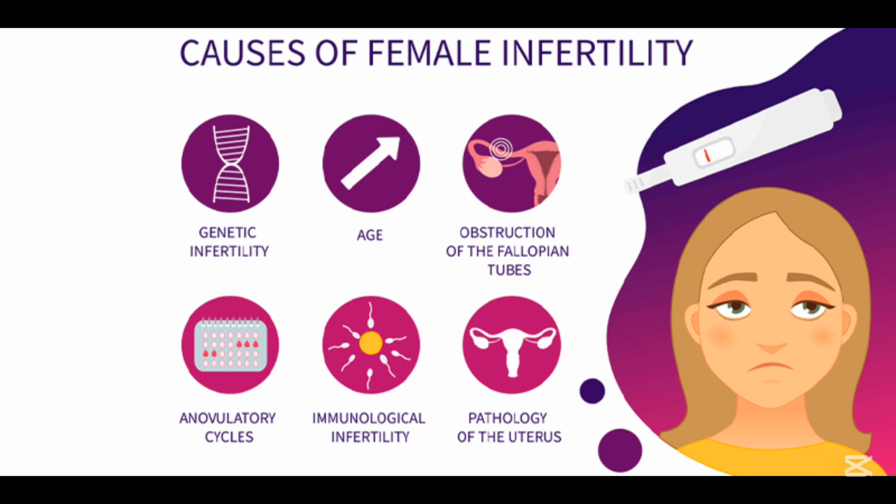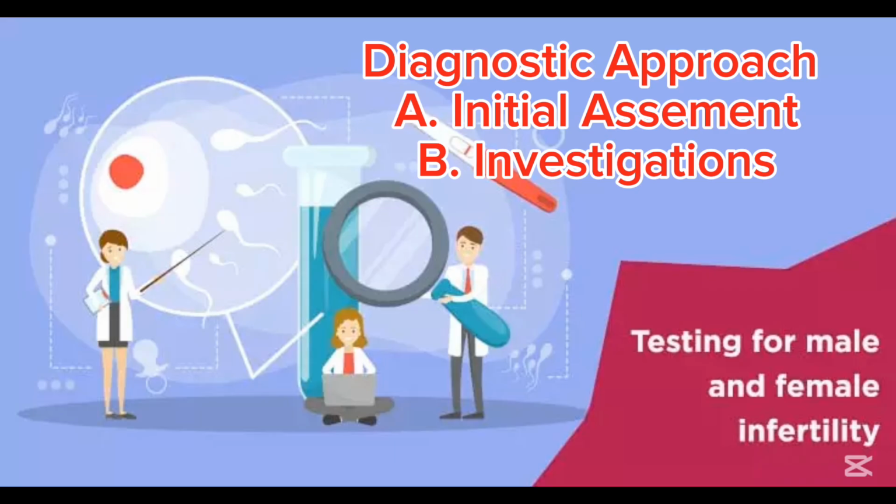So what's the diagnostic approach? We can divide the approach into the initial assessment as A, and then part B will look at investigations. For A, the initial assessment, you carry out a history for both partners. For the female, you can look at the menstrual history, how their sexual relations are, and lifestyle, such as whether they are smoking or drinking. You can also look at the medical history, in terms of any drugs they are taking. Sometimes you can also look at the family history, whether there is a history of infertility on both sides.